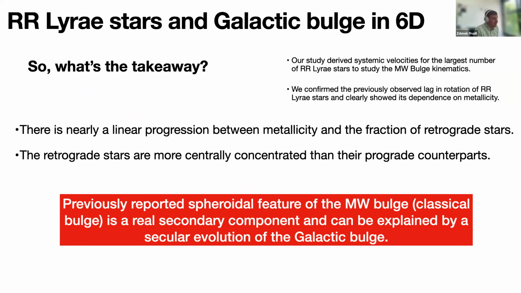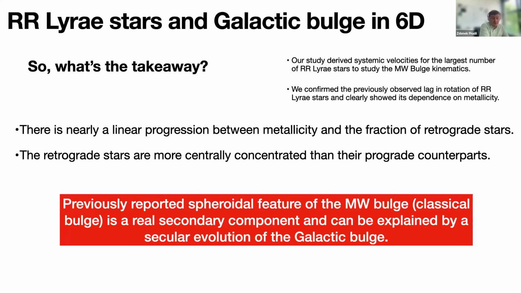So if you take away anything from what I said so far, it is that we created the largest data set of auroral stars with systemic velocities over the galactic bulge. We confirmed the previously observed lag in the rotation, but we also noticed, newly, a linear progression in the metallicity and the fraction of retrogradely moving stars.